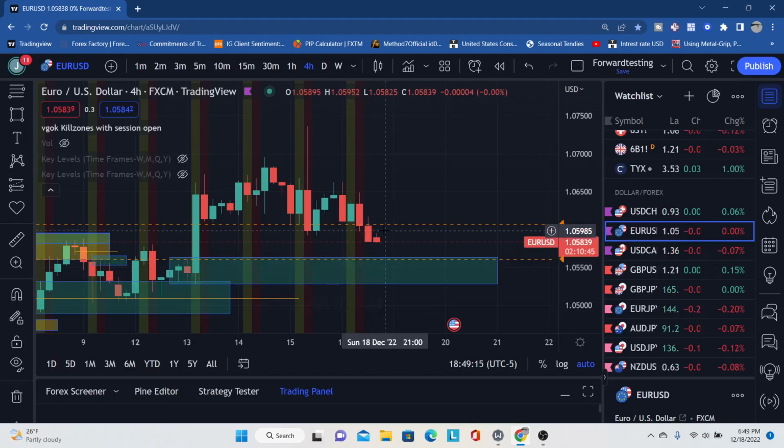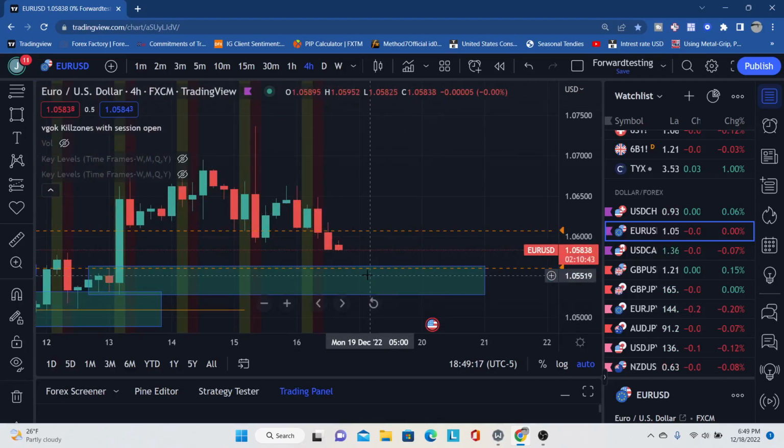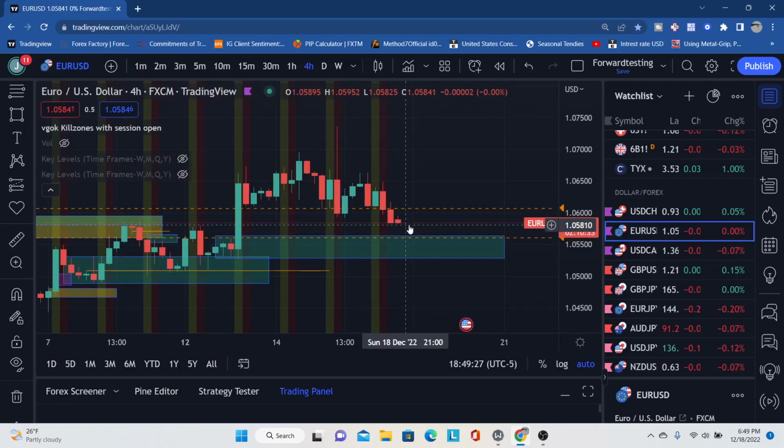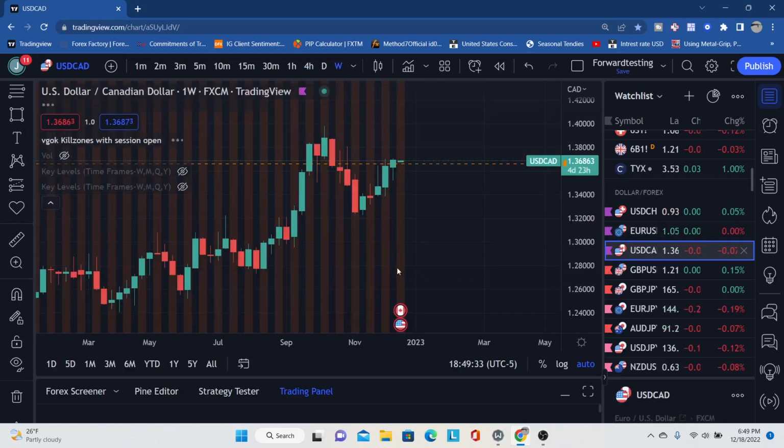But I'm not totally sure. We'll have to wait and see when we get there. If it comes back up here, I would look to short it down to this area or play a bounce at least off of this zone, curling upwards. But we'll see validity when we get there. I'm just setting alerts. That's Euro USD.